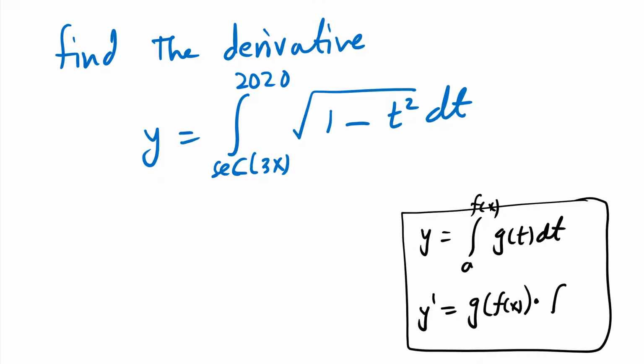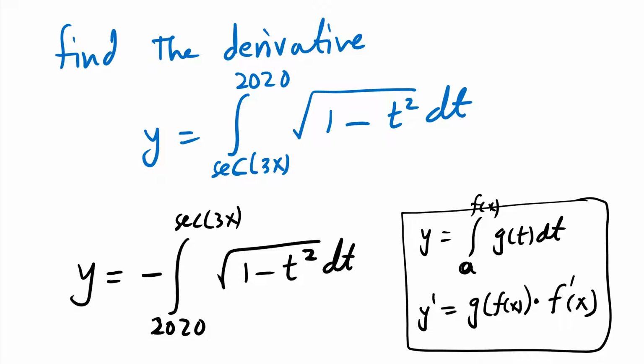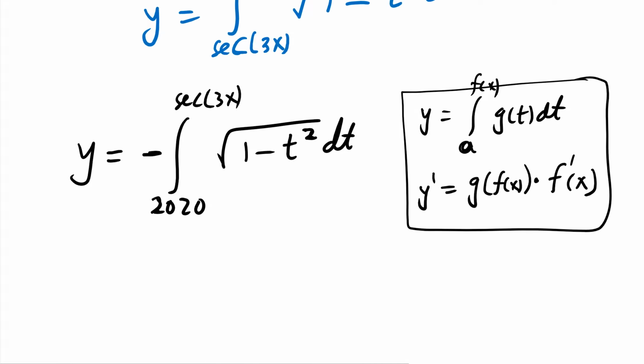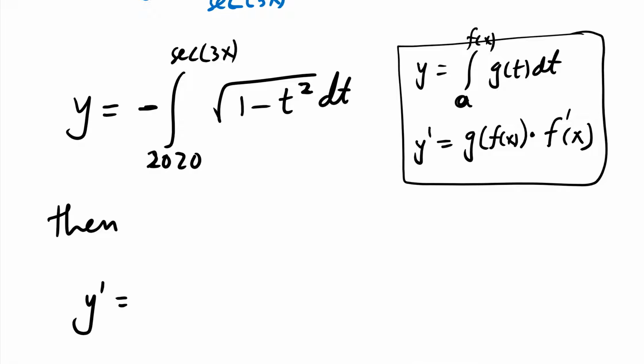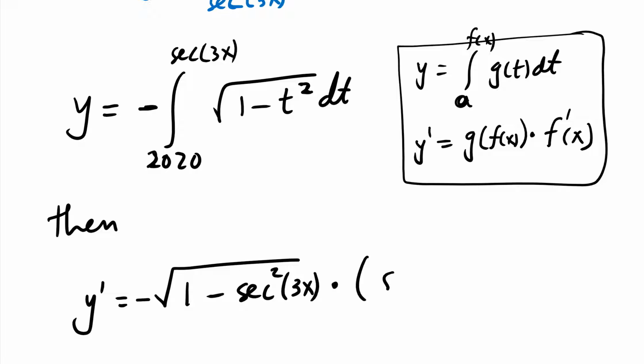So what you need to do first is swap the bounds. Put the 2020 down and secant 3x up, and keep this the same, dt. But when you swap the bounds, this becomes negative. Then y prime is the square root of 1 minus secant squared 3x times, there's a negative out, don't forget it, times the derivative of the secant 3x.